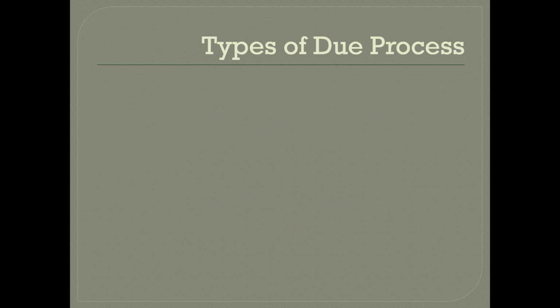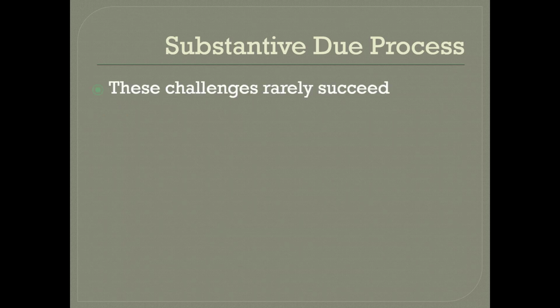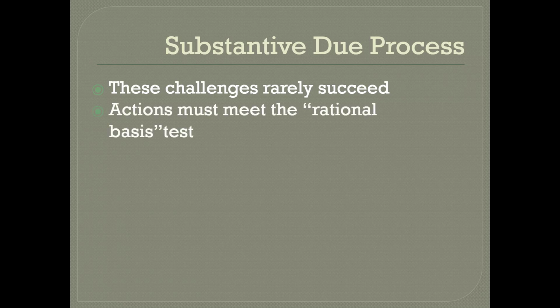As you already know, there are two types of due process: procedural due process and substantive due process. And as you already know, challenges based on substantive due process rarely succeed. Substantive due process challenges are lawsuits when litigants say the agency merely reached the wrong decision. It was just wrong. And as you know, in our American system of government, these kinds of challenges rarely succeed.